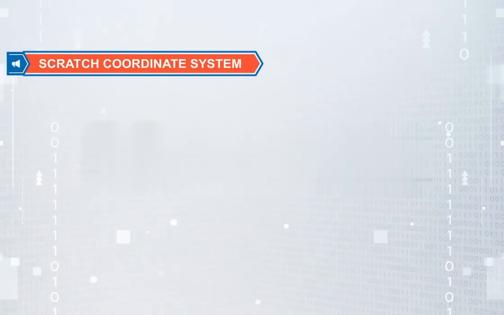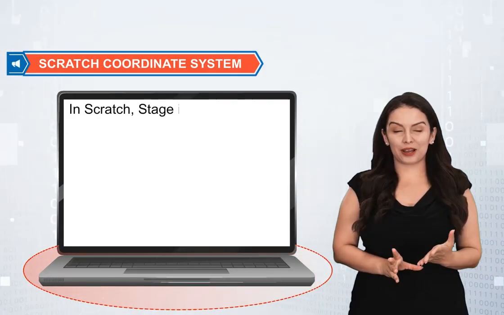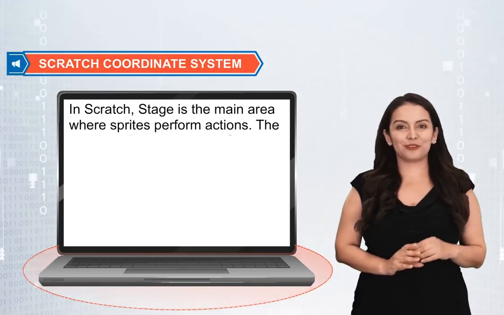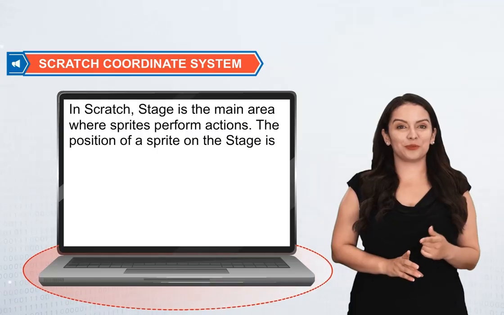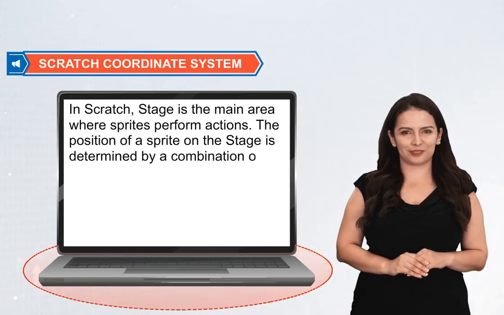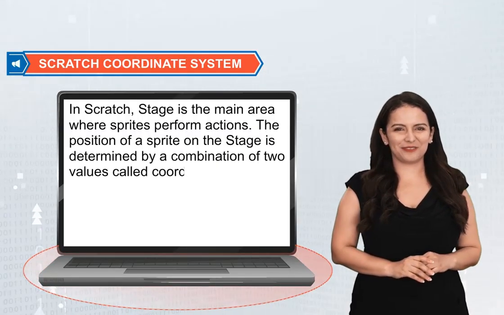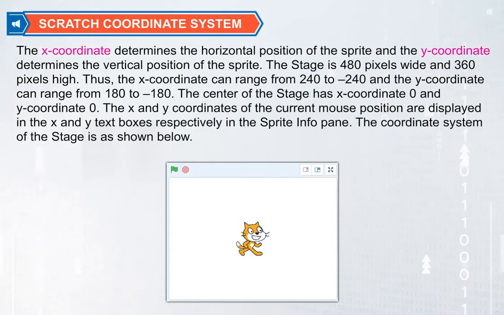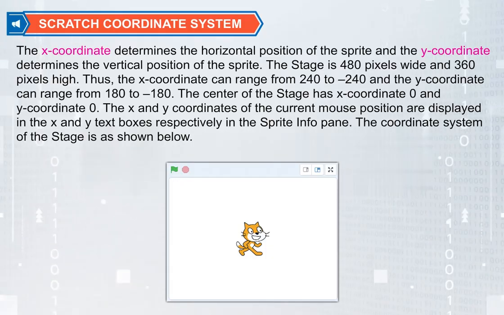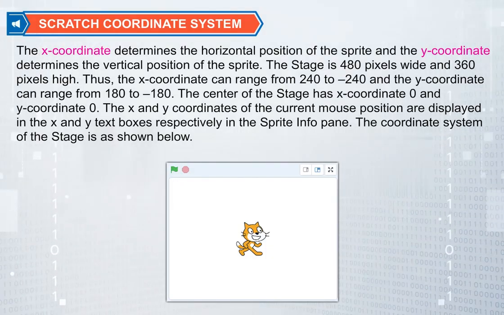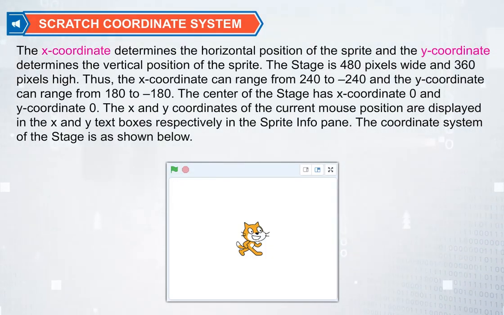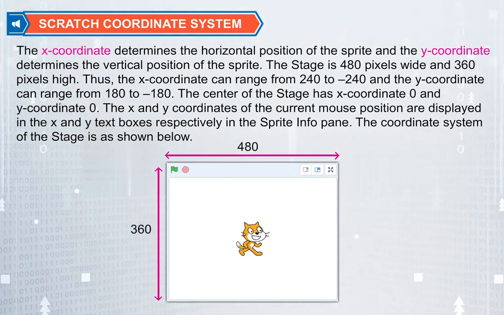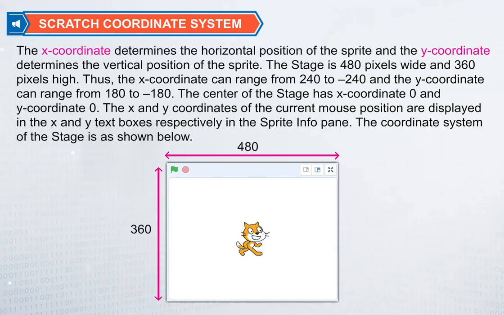Scratch Coordinate System. In Scratch, stage is the main area where sprites perform actions. The position of a sprite on the stage is determined by a combination of 2 values called coordinates. The x-coordinate determines the horizontal position of the sprite, and the y-coordinate determines the vertical position of the sprite. The stage is 480 pixels wide and 360 pixels high.